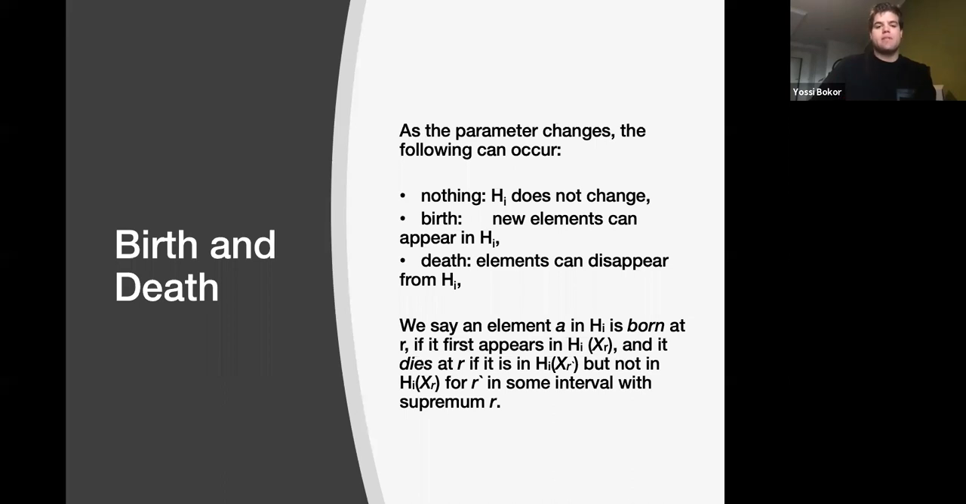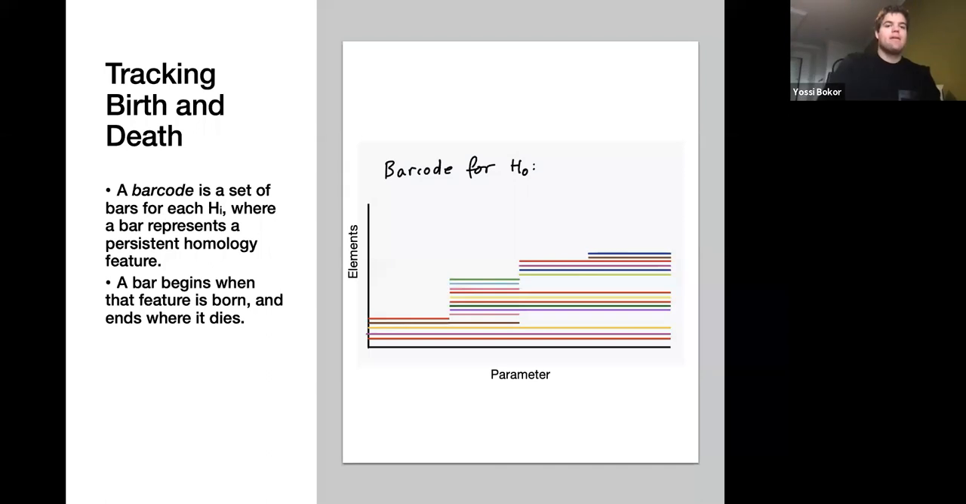We work with supremums because quite often the parameters are real numbers, and so you don't have discrete time steps to talk about distinct things. All right, now that I've spoken a lot about things being born and dying, how do we track this? Well, birth and death certificates may be too morbid, so one way is to use a barcode. It's just a set of bars for each homology dimension, where a bar represents a persistent homology feature. A bar begins where that feature is born, and it ends where it dies.